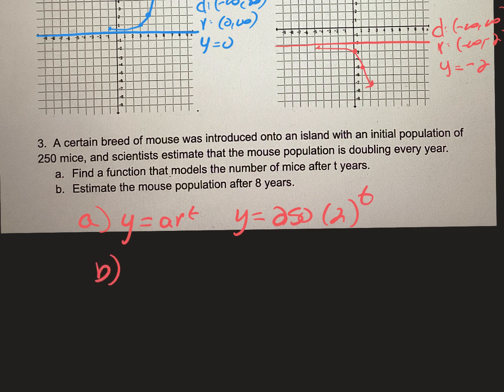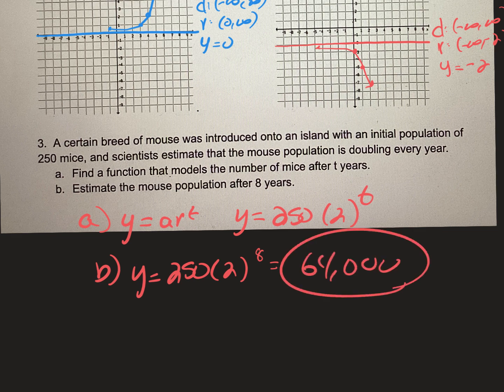Part B says estimate after 8 years. So all I'm going to do is put in an 8 for the time. I punch it straight into my handy dandy calculator. And when I do that, I'm getting 64,000. That's a bunch of mice. Wow.